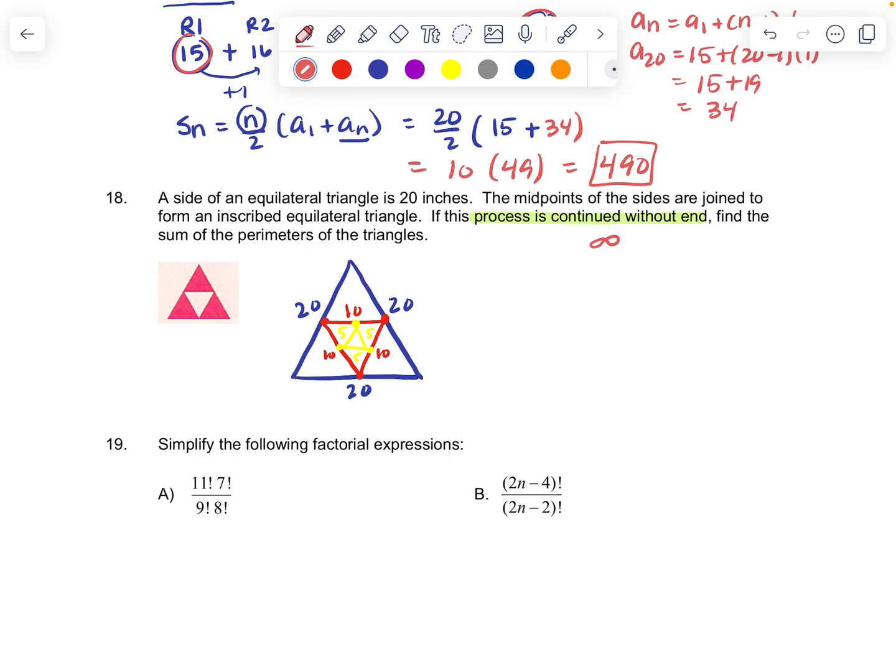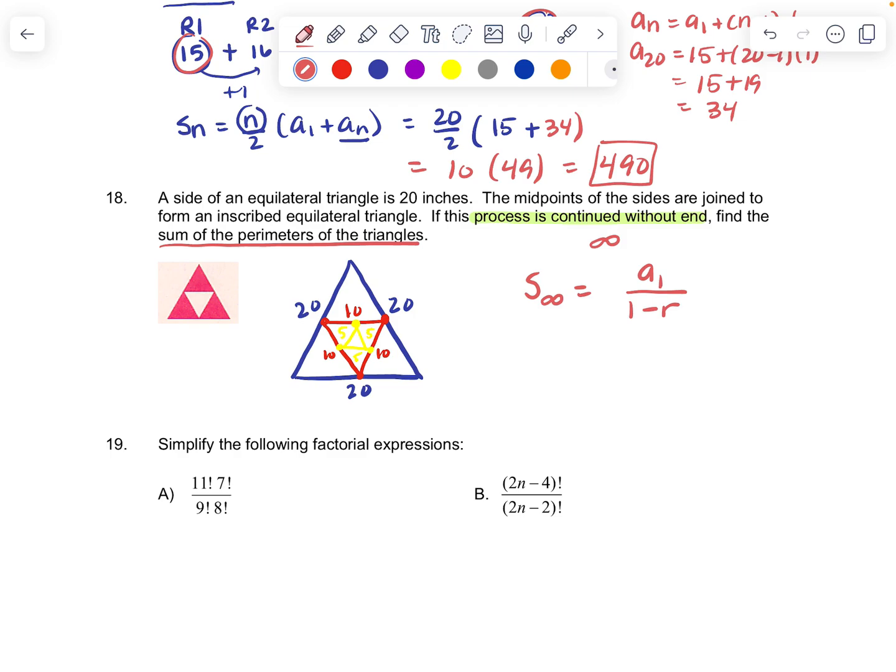Infinity. Find the sum of the perimeters of the triangles. So look, I'm looking for the S sub infinity formula, which is A sub 1 over 1 minus R. But look, I don't really even have a sequence here. So let's see if we can come up with a sequence that actually gives me some of these numbers.